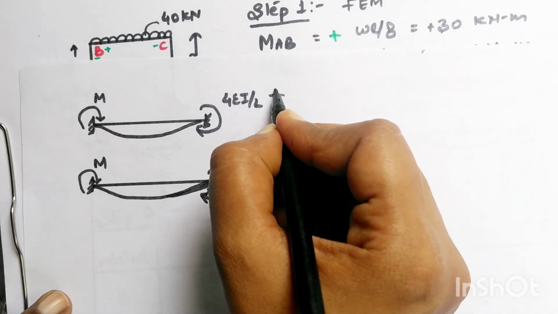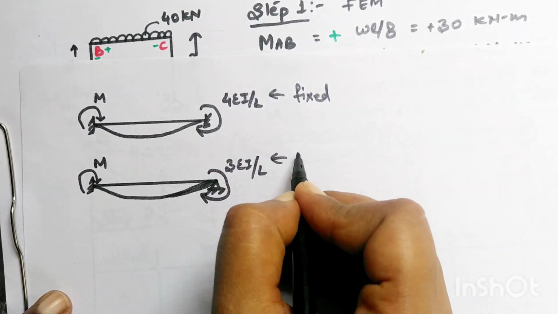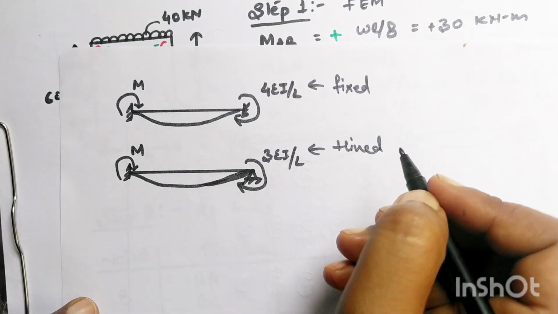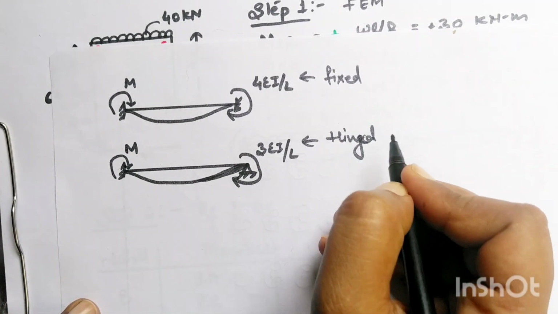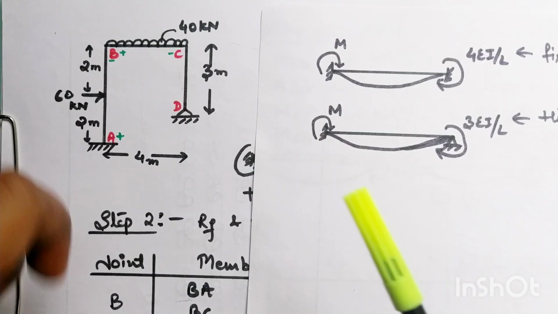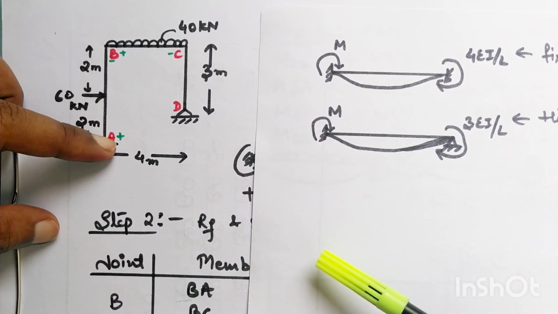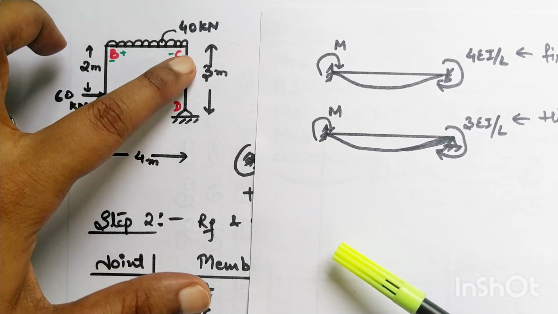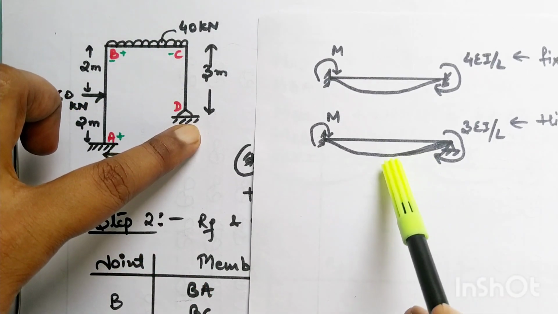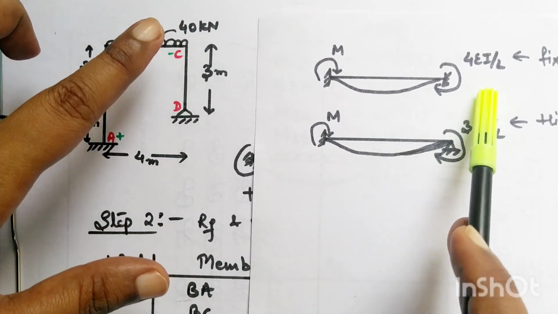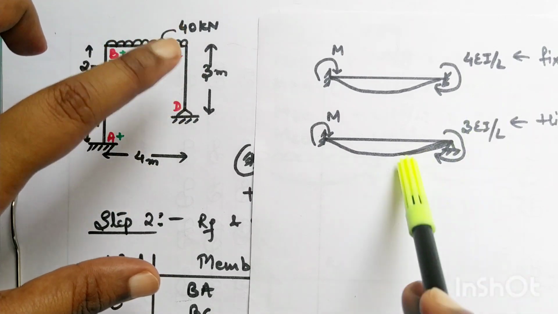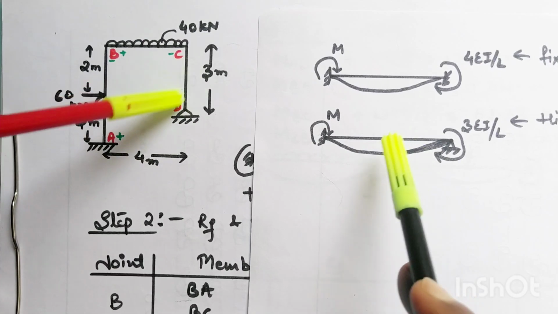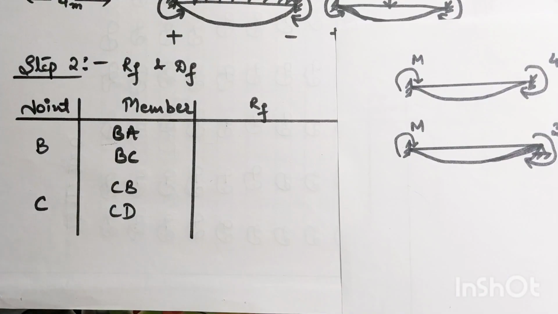The amount of moment which is coming is 4EI by L for fixed. For hinge it is 3EI by L. So we will be using these two amounts in the table and we will be identifying our rotation factor, and using that we will be finding the distribution factor. So your AB is a fixed one and this leg is your hinged one. We will be using CD for this one.